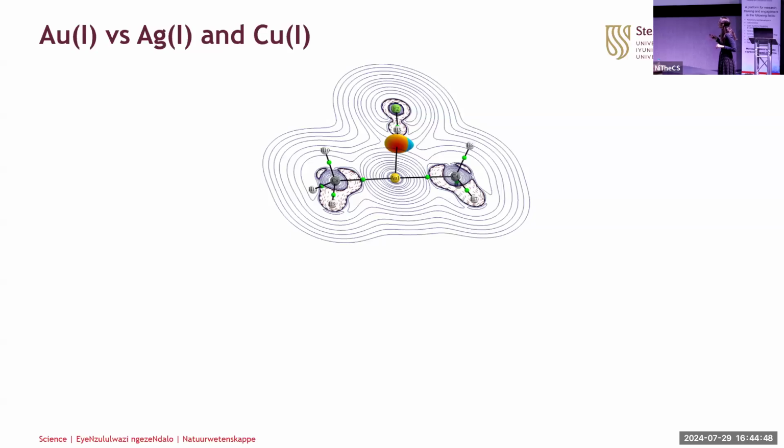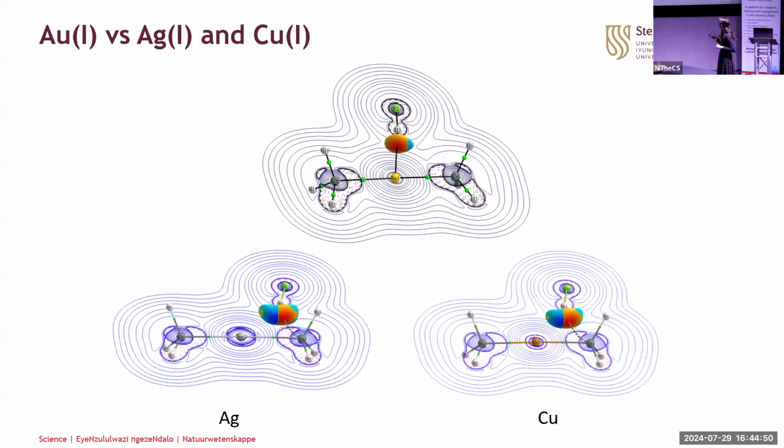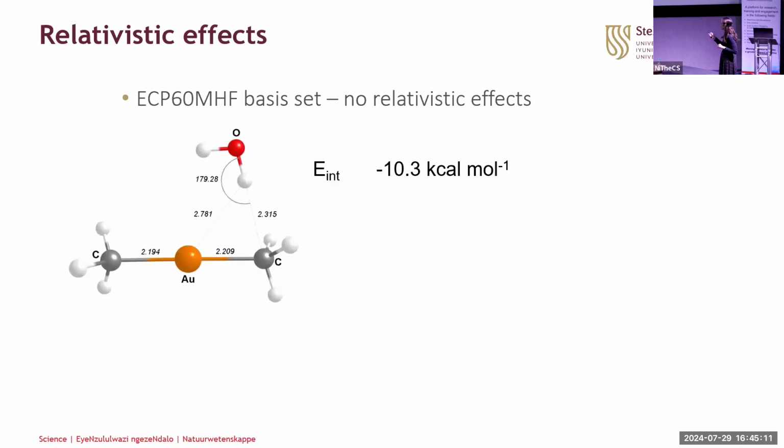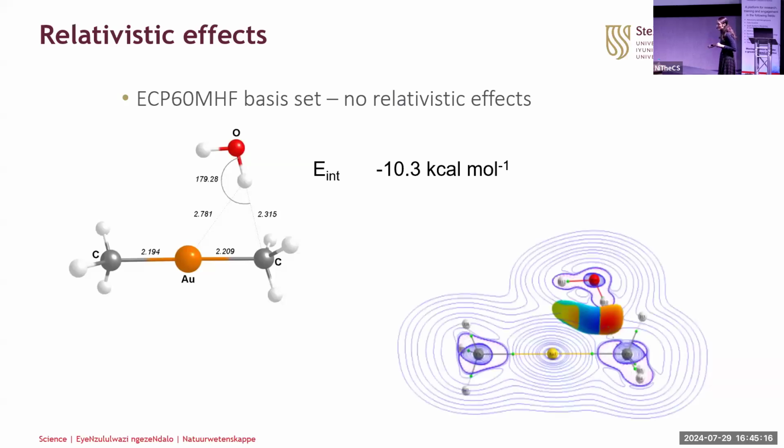We know that this has to do with the relativistic effects, because we can look at this in terms of silver and copper, which have a less relativistic behavior, and those don't form the hydrogen bonds in the same way that gold does. And we further proved this by using a computational method that ignores the relativistic effects. And again, we get something where that hydrogen bond is broken like that, which is very much like what we saw for the silver.